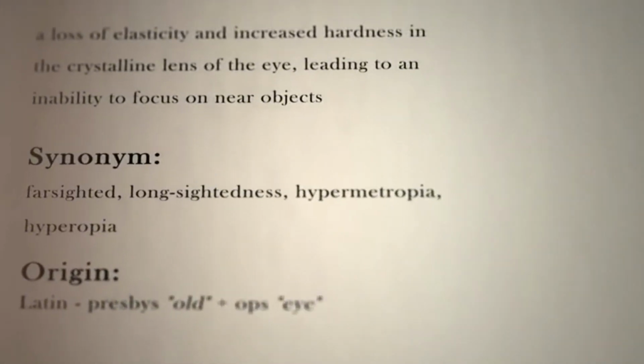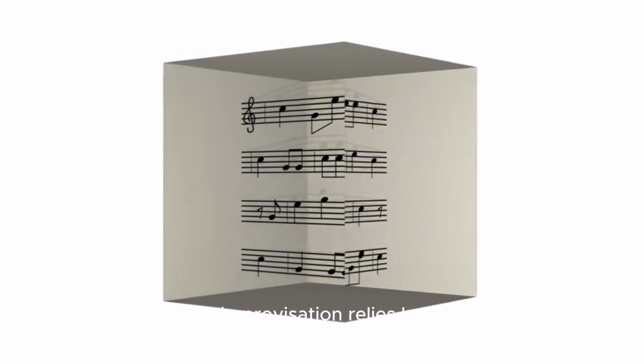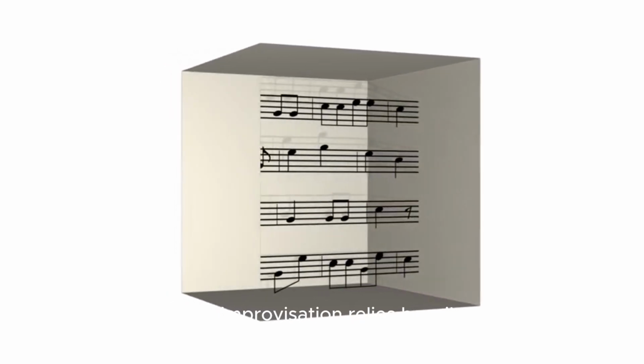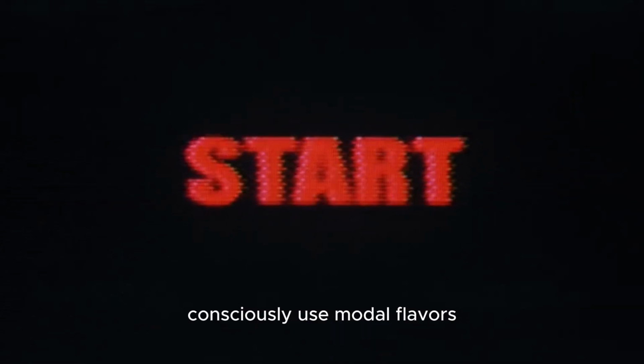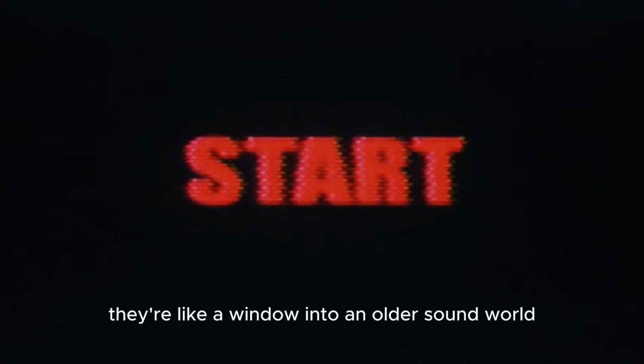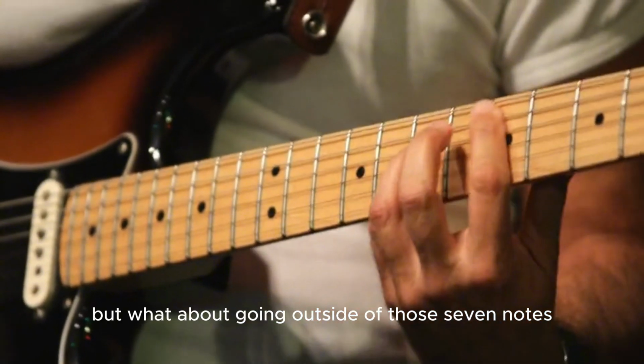It's very tense. But these other modes, Dorian, Phrygian, Lydian, Mixolydian, they offer these really distinct colors that go beyond simple major and minor. And they're still used, not just historical things. Oh, absolutely. Folk music, jazz improvisation relies heavily on modes. Even some modern pop and rock consciously use modal flavors. They're like a window into an older sound world, but also tools for new expression. So that's expanding the palette within the diatonic framework just by shifting the focus. But what about going outside of those 7 notes?